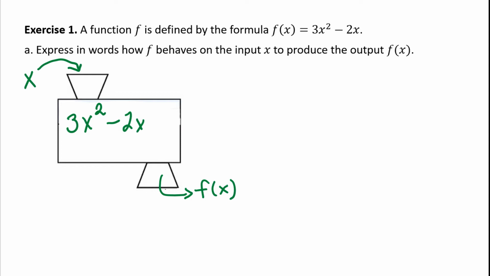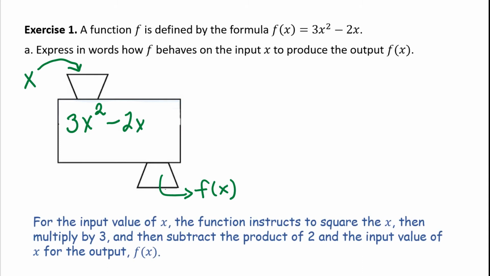Now we're ready to express the answer in words. An acceptable answer is, for the input value of x, the function instructs to square the x, then multiply by 3, and then subtract the product of 2 and the input value of x for the output f of x. Let's note, written responses must be presented using proper grammar and correct spelling, college level.